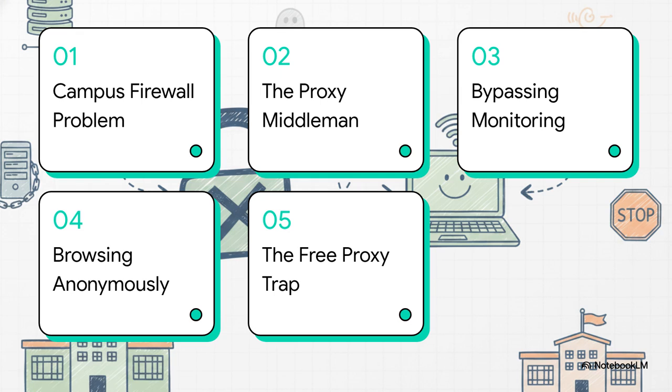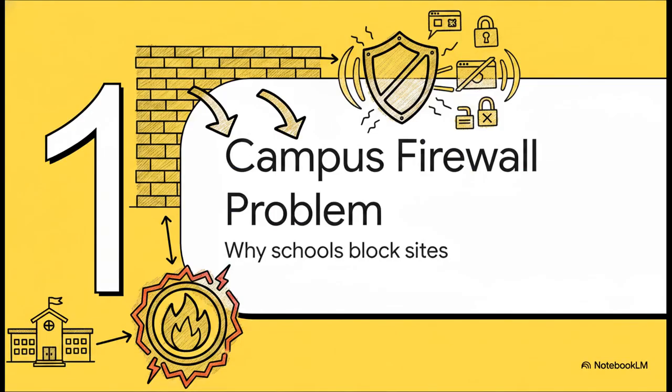Here's our roadmap. We're looking at the campus firewall problem, meeting the proxy middleman, bypassing school network monitoring, browsing anonymously at school, and finally, the free proxy trap. Let's jump right in. Section 1.